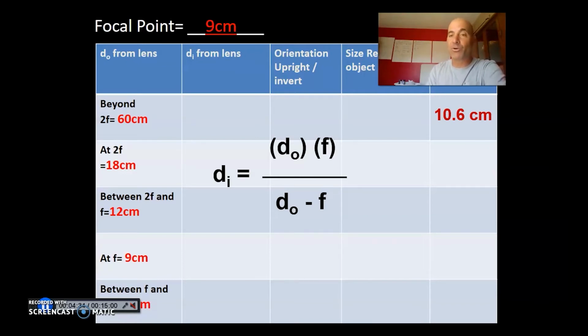At twice the focal point, just like the mirrors, we should see an image forming right at 18 centimeters. And then between 2f and f, we're going to put it at 12 centimeters. And according to this calculation, that'll come out to be 36 centimeters. Right at the focal point, there should be no image forming. And then between f and 2f, we're going to get just a virtual image. And look at that. When I did the calculation, it came out to be a negative number. So let's go ahead and watch that video now.